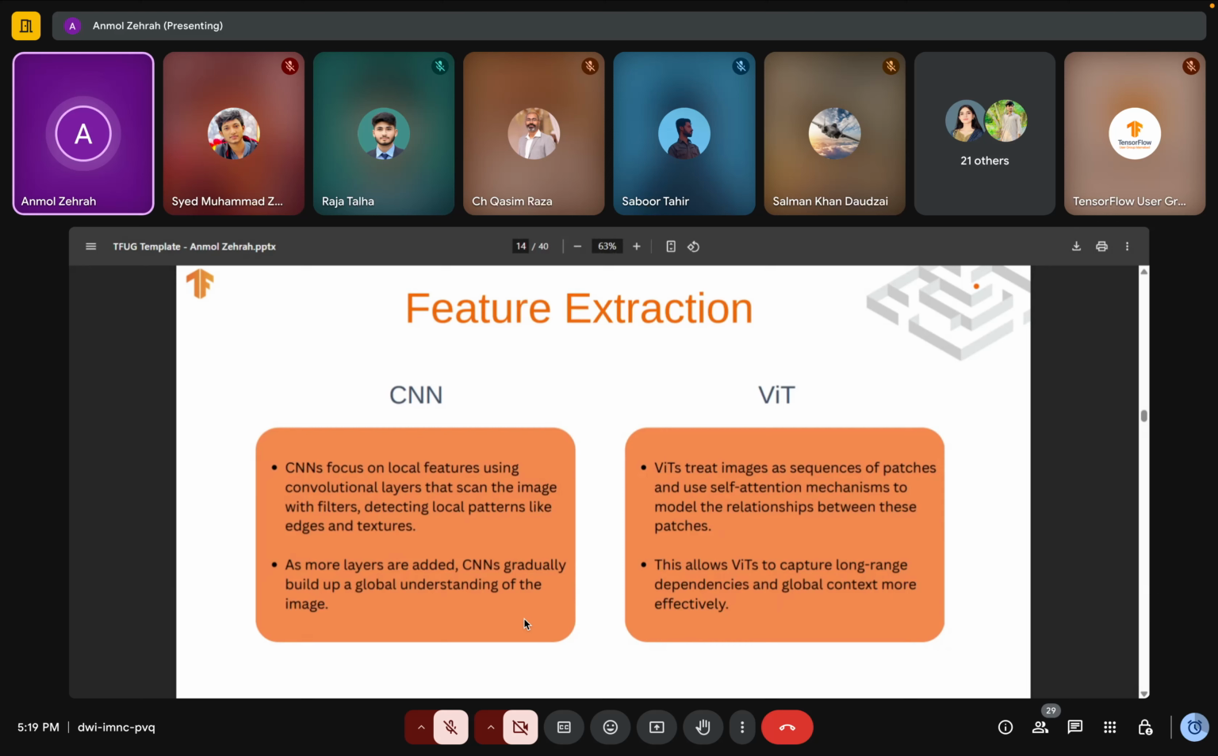But ViTs view the image as a sequence of patches, and they basically use the self-attention mechanism to learn the relationships between them. So that gives you a better grasp of the bigger picture since the very start.